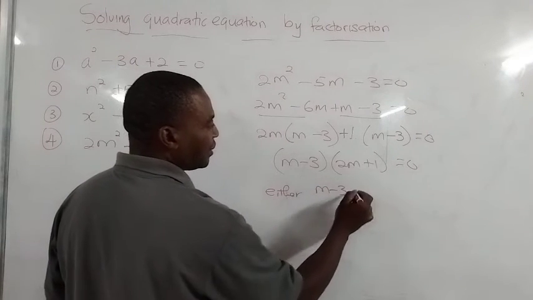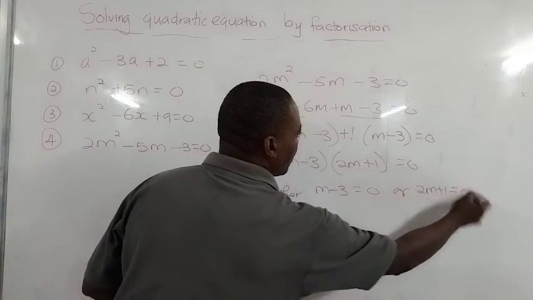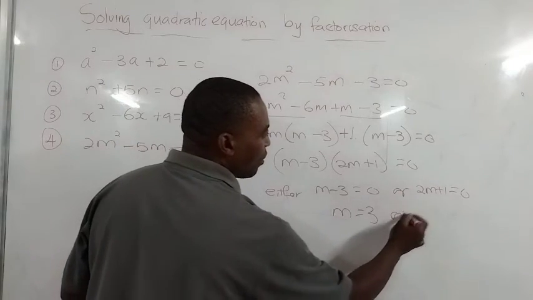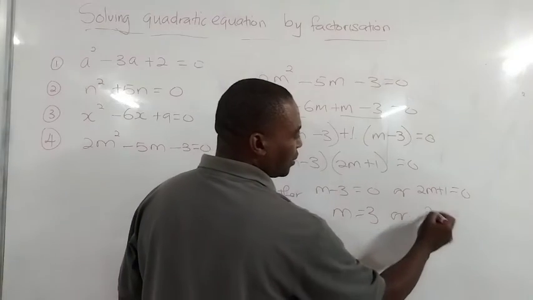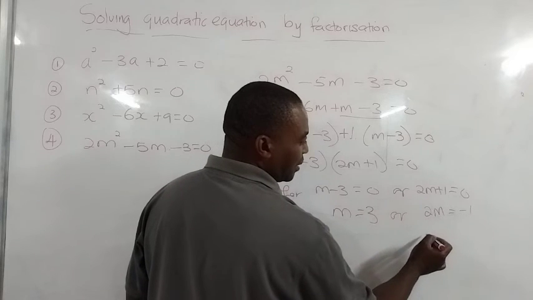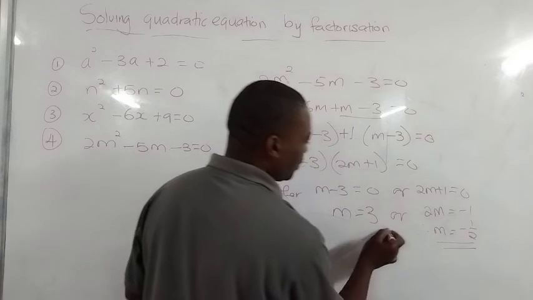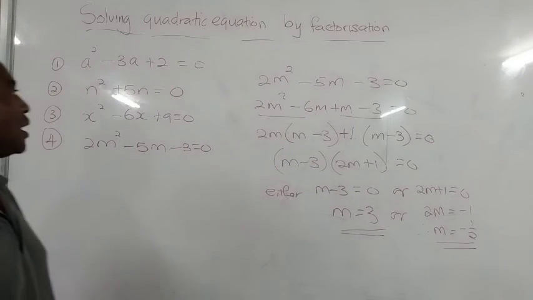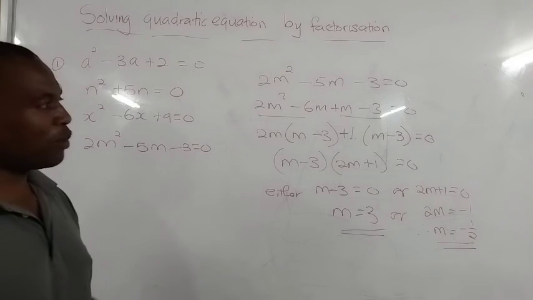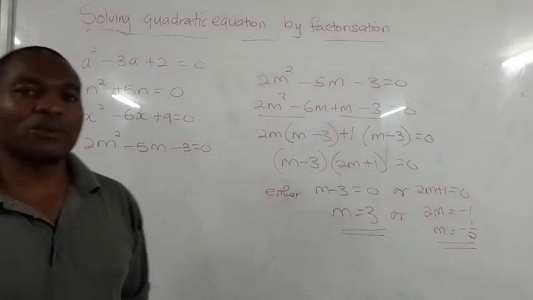That is either m minus 3 is equal to 0 or 2m plus 1 is equal to 0. So from this one, m is equal to 3, or you take positive 1 across, so you have 2m is equal to negative 1, and then you divide by 2 both sides, therefore m will be equal to negative 1 over 2. So these are the solutions. So basically that's how you solve equations by factorization. I hope this brings some light and you can proceed to do the other questions.